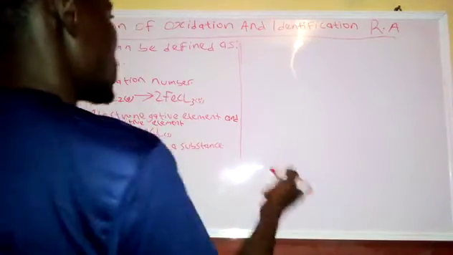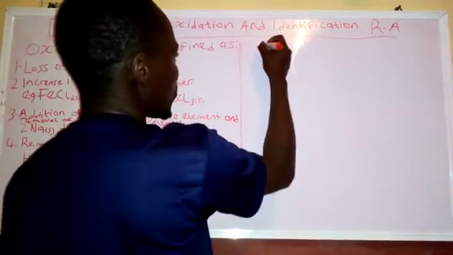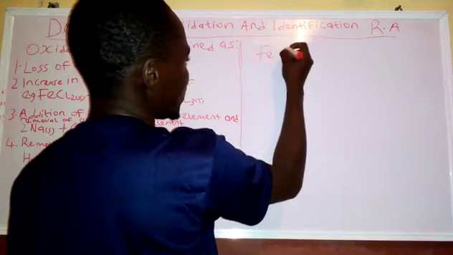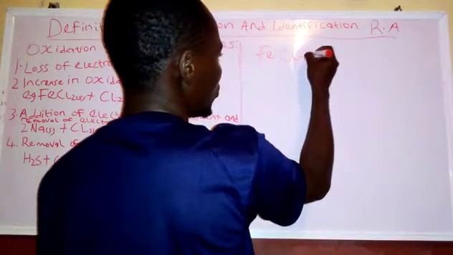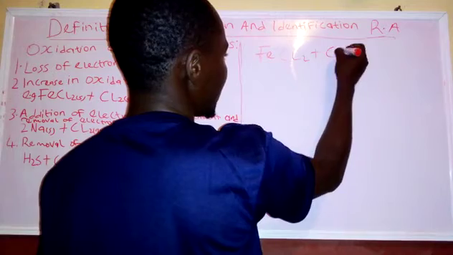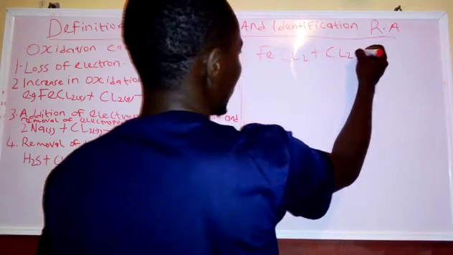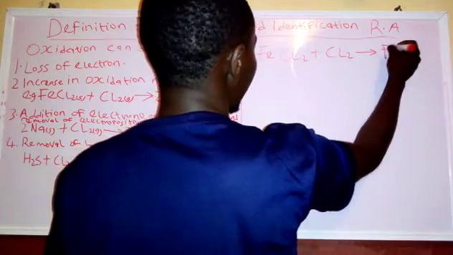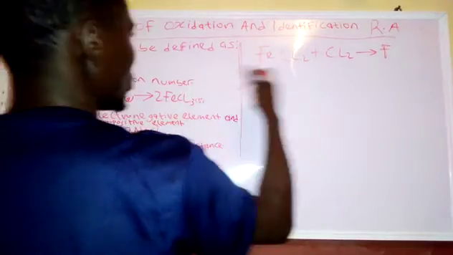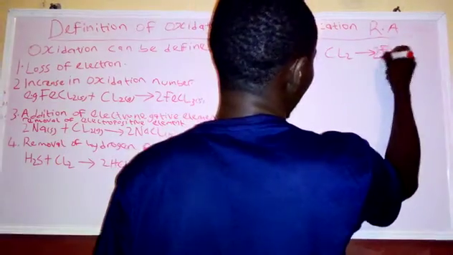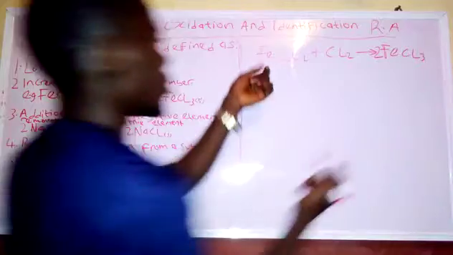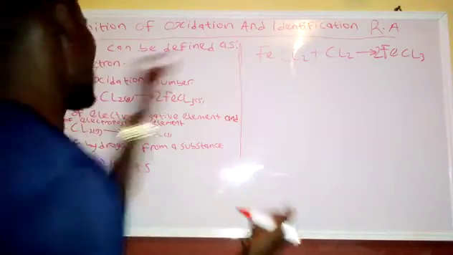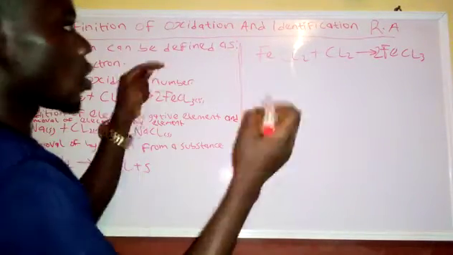Now another definition: oxidation is the increasing of oxidation number. Now look at the example. FeCl2 plus Cl2 yields 2FeCl3. So now look at the equation. Oxidation is the increase in oxidation number.